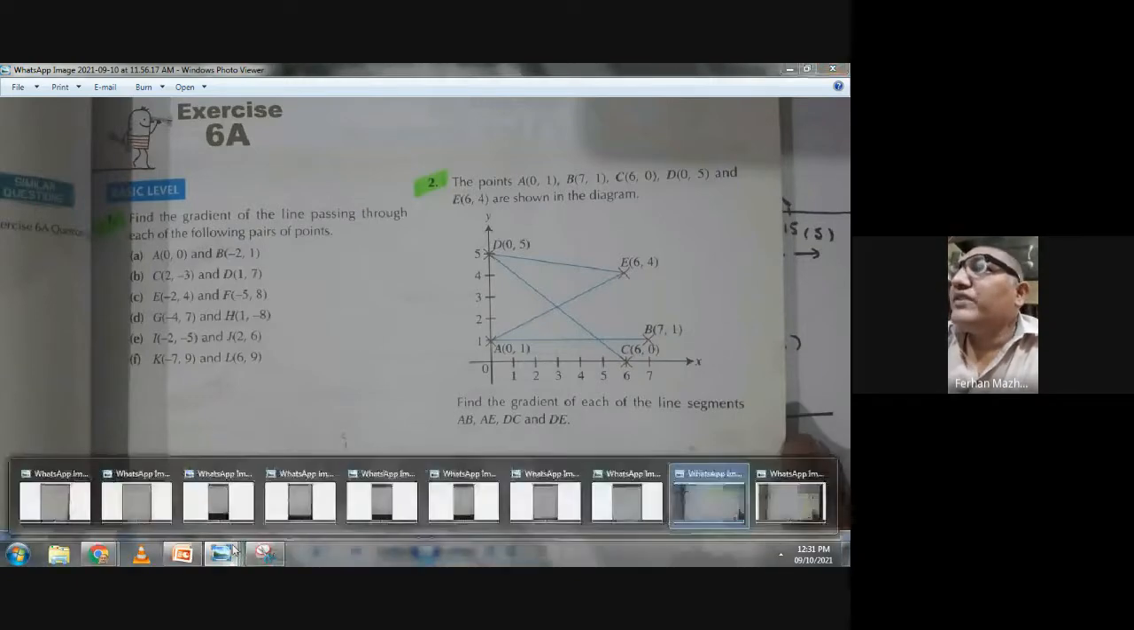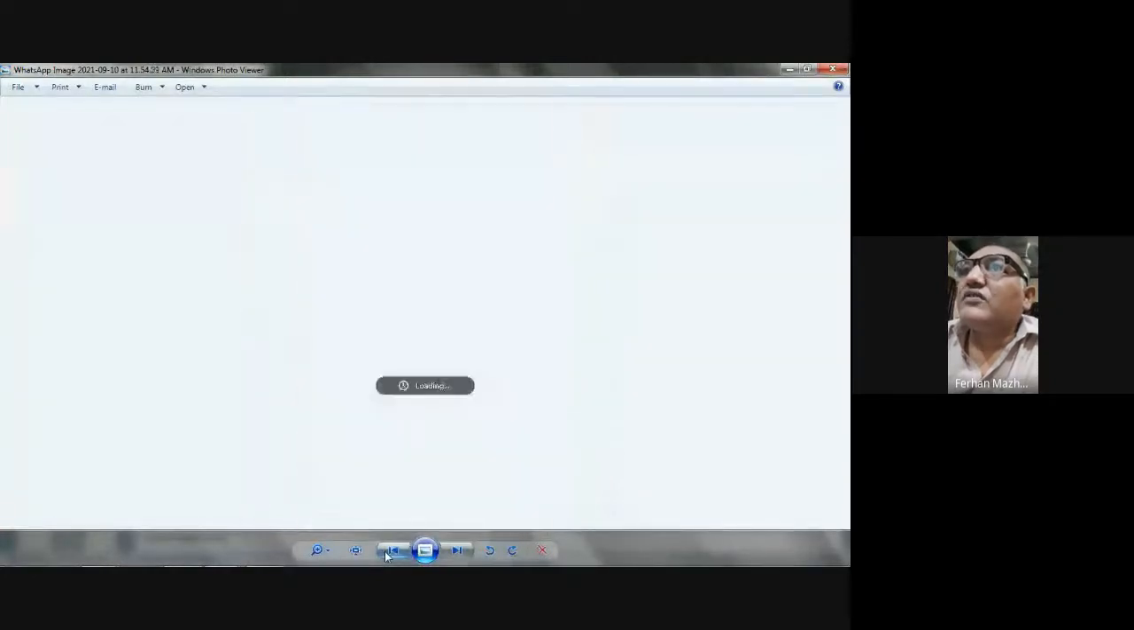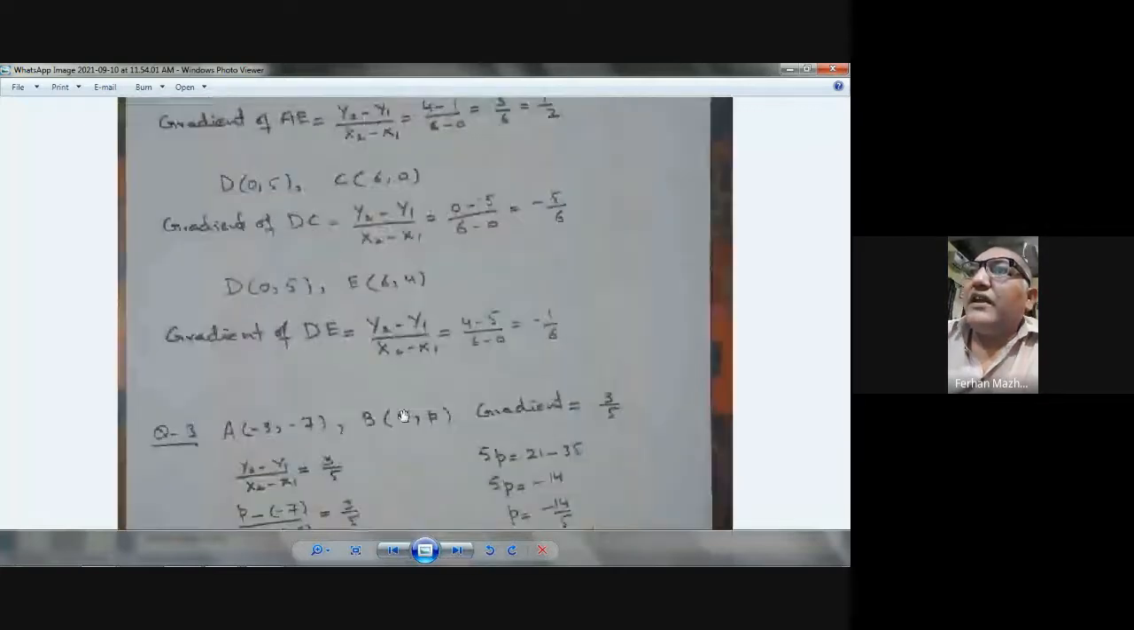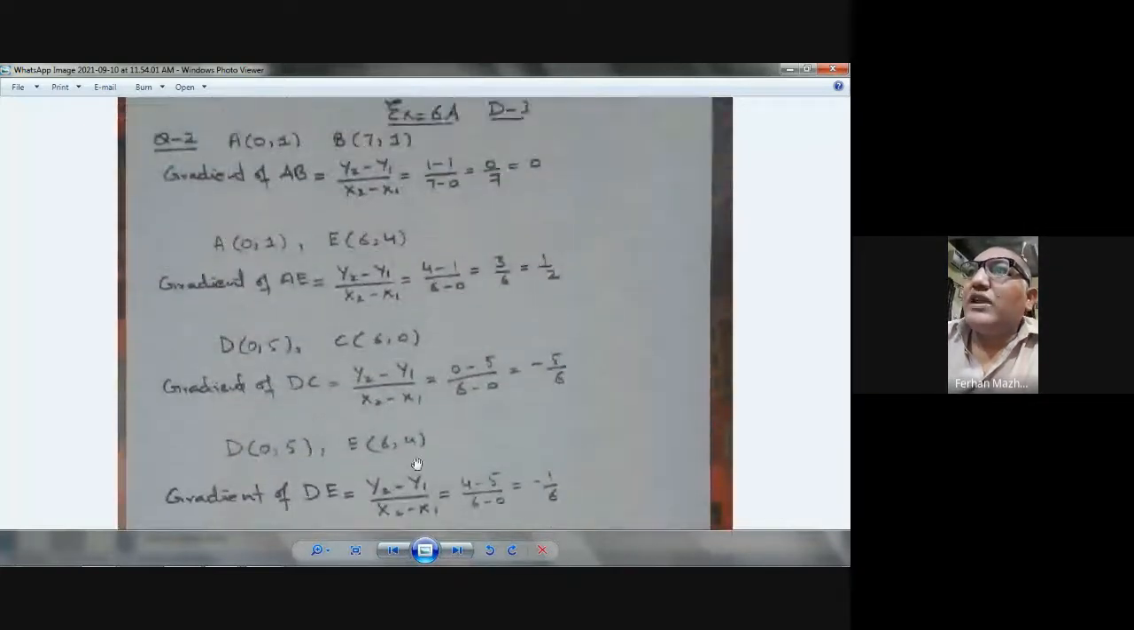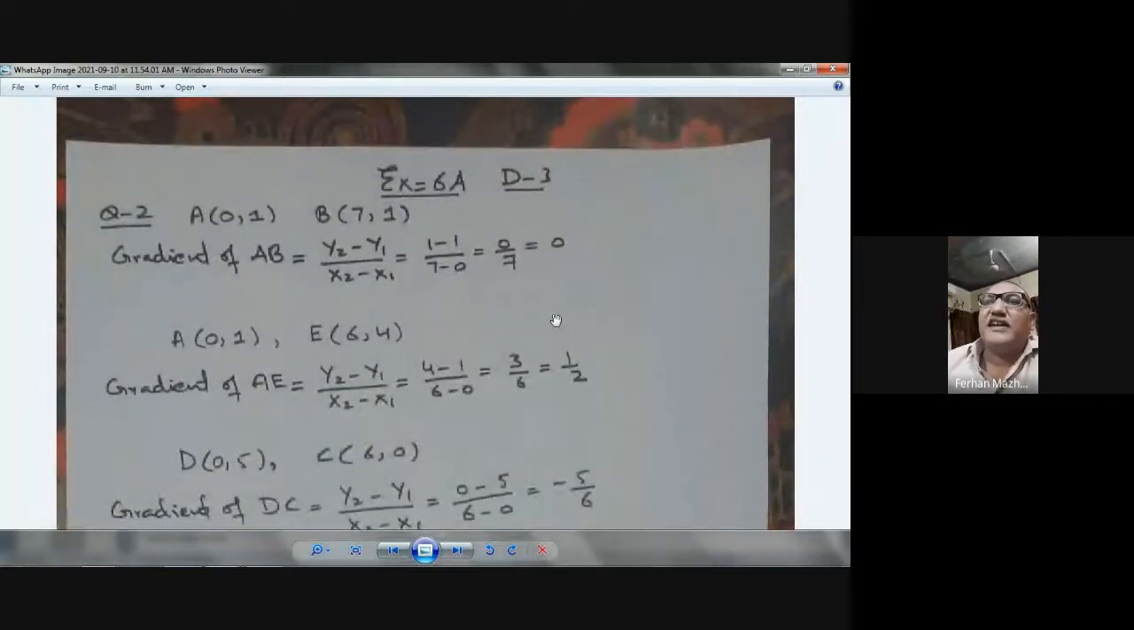Question number 2, we are looking for question number 2. Okay, here we have question number 2 showing up on your screen. The first question was to find the gradient of the AB. The point A is 0 comma 1, the point B is 7 comma 1. They want you to find out the gradient of the AB. The method is simple. Apply the formula, y2 minus y1 divided by x2 minus x1.